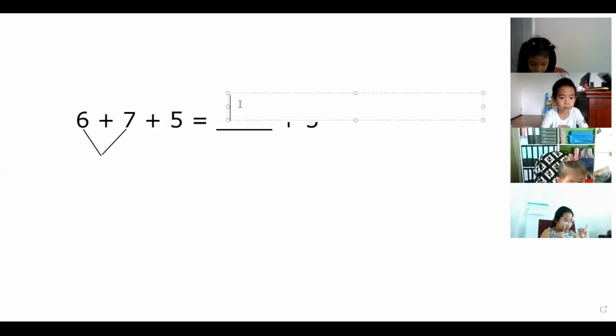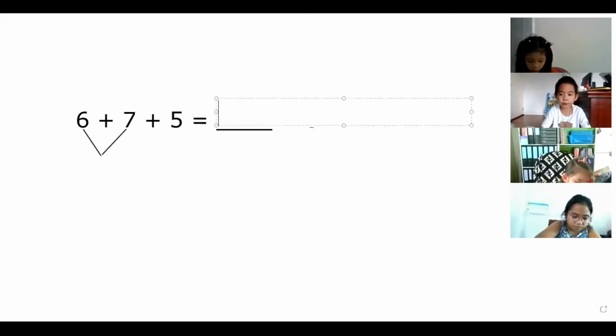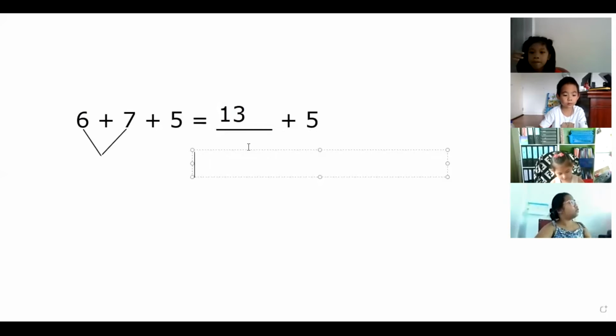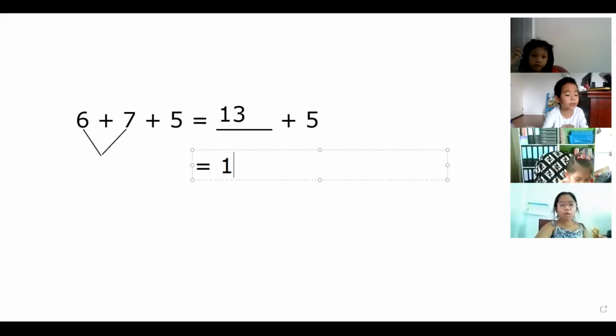Okay, 13. I will put 13 here. Okay, so 13 plus 5. 13 plus 5 is equals 18. All right, 18.